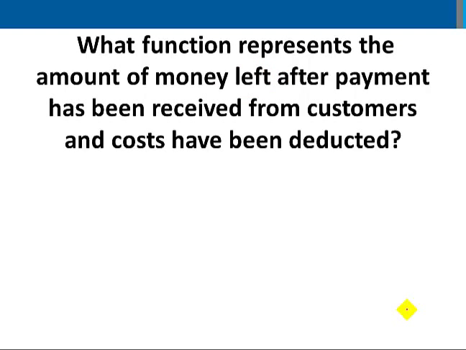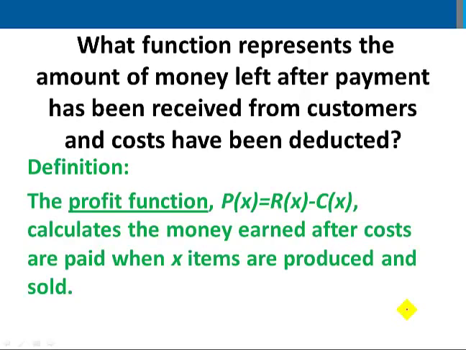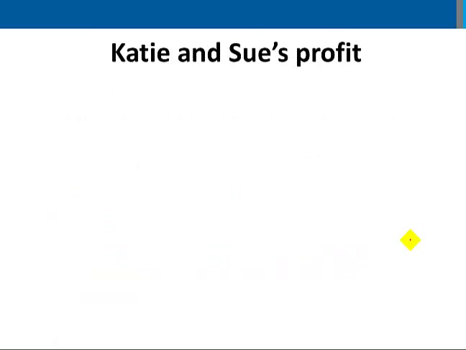What function represents the amount of money left after payment has been received from customers and costs have been deducted? By definition, this is the profit. The profit function, uppercase p of x, equals r of x minus c of x, the revenue minus the cost. The profit function calculates the money earned after costs are paid when x items are produced and sold.